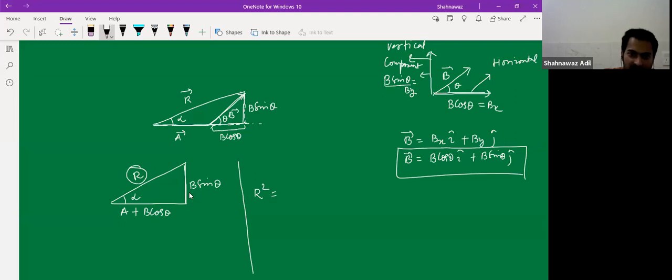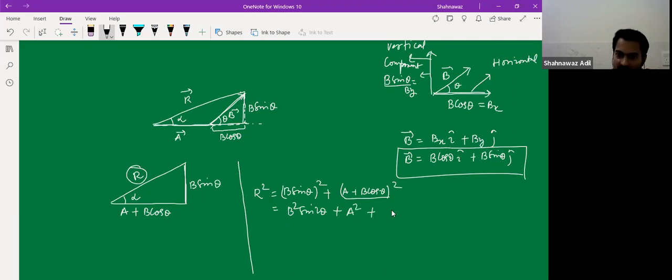R square would be perpendicular square plus base square. So this would be B square sine square theta plus A plus B whole square. So this is A square plus 2AB plus B square. Now B square sine square theta, B square cos square theta, so B square is common.